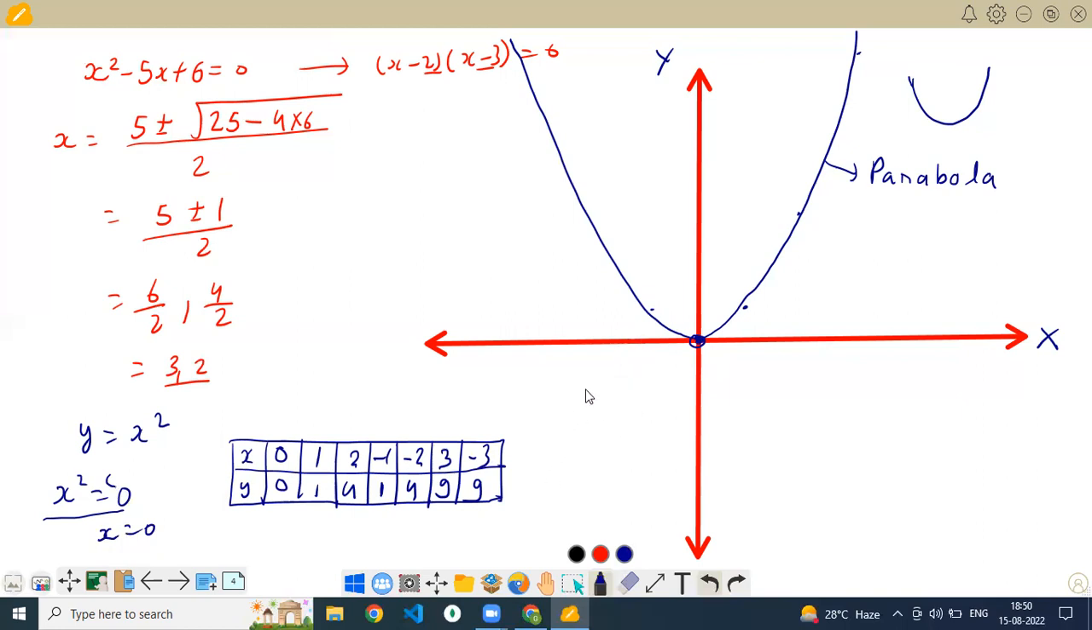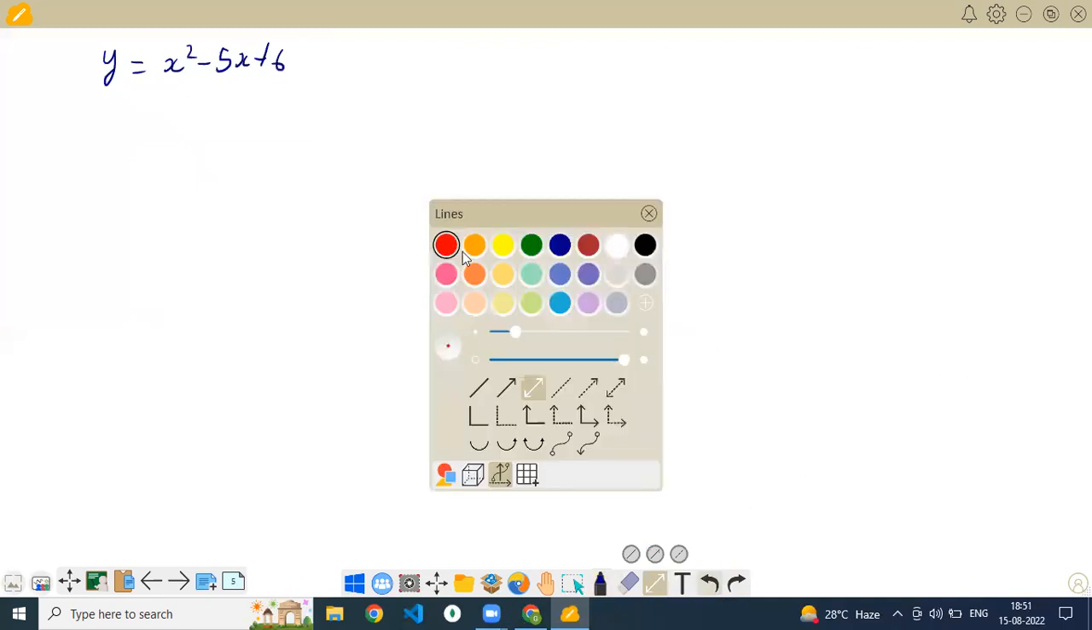So now it's a homework for you. Let me plot this graph again. Y is equal to x square minus 5x plus 6. The same graph.